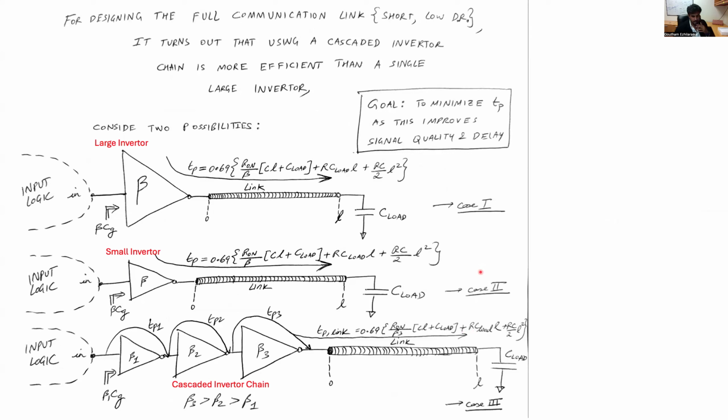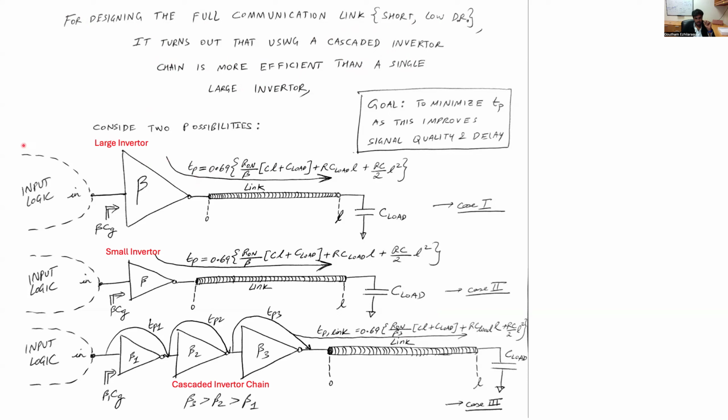So now a little intuitive understanding of why sometimes using a single inverter is not a good idea, but we need a cascade of inverters. So imagine for designing the full communication link, which is basically the short low data rate link, it turns out that a cascaded inverter chain is often more efficient than a single large inverter. Now, it's very easy to intuitively understand why this is the case.